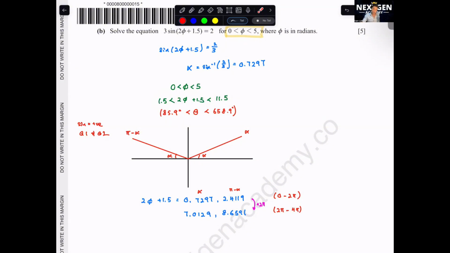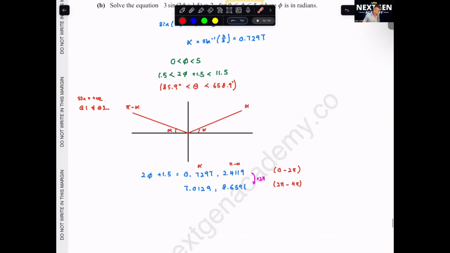Now from here, you can actually reject one of the values because you see the range of answers that we want for 2 phi plus 1.5 is 1.5 to 11.5. There's one answer here that is out of the range. So this one, we'll take it off. This 3, is it within the range? Within 1.5 to 11.5, right?